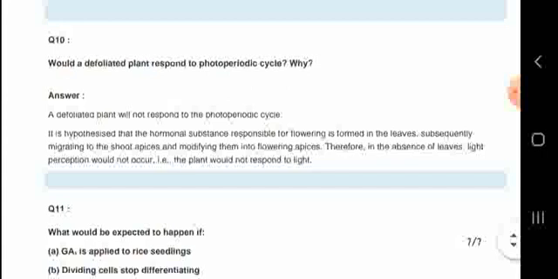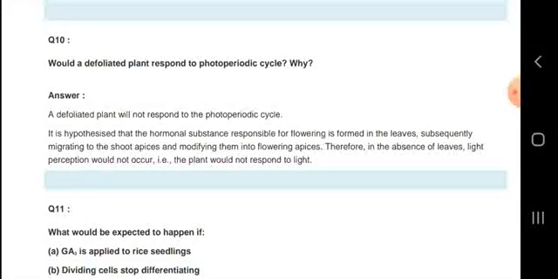Next, would a defoliated plant respond to a photoperiodic cycle? So a defoliated plant will not respond to a photoperiodic cycle, as it is hypothesized that the hormonal substance responsible for flowering is formed in the leaves.